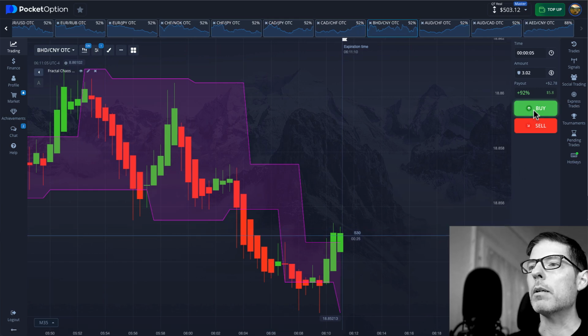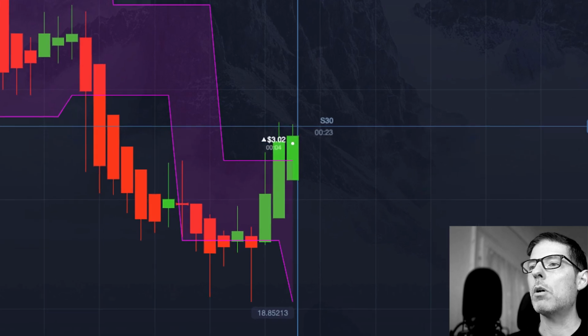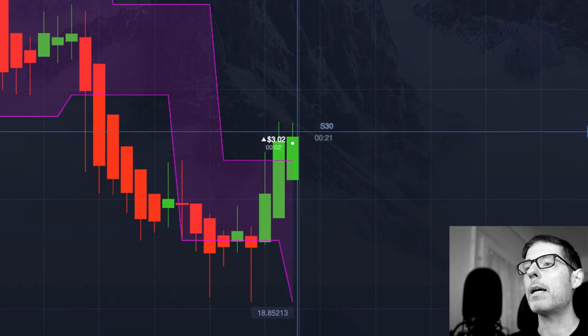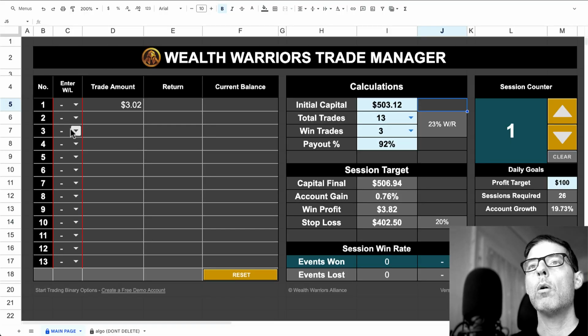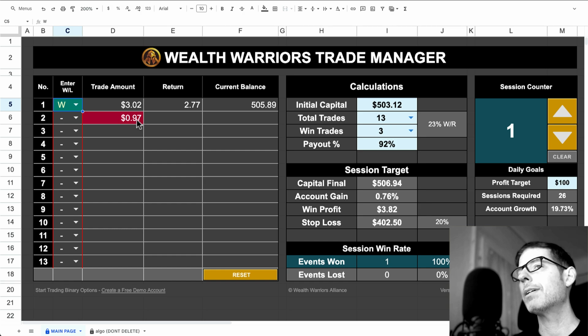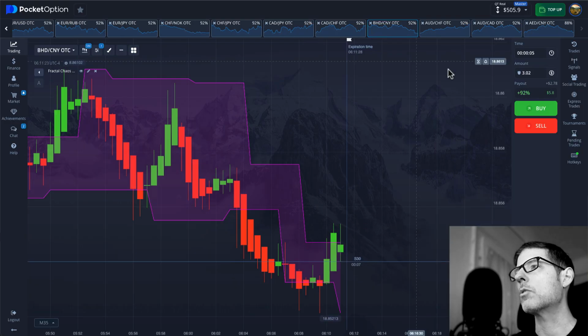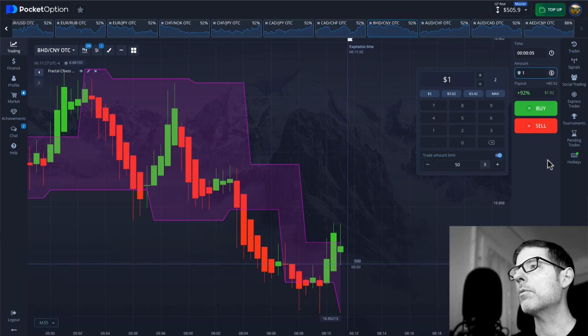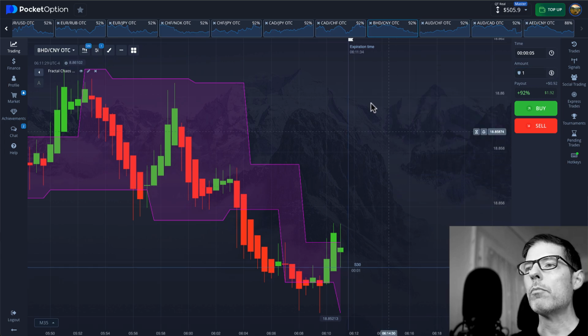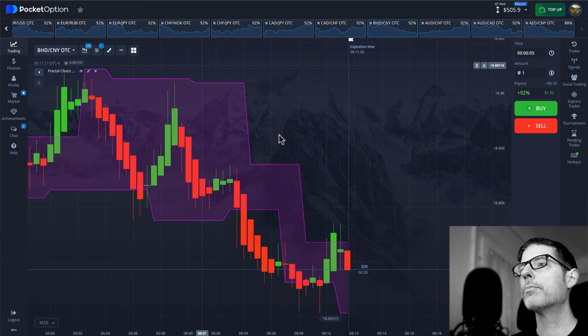Ooh, what's going on here? This has potential. Let's go ahead and enter. We just jumped in on that quick, guys. 1 more second to go, and that is a win. Over here on the Trade Manager, mark this as a win. Next trade amount, let's just put $1. It says 97 cents. Pocket Option won't allow us to trade less than $1, so I'll just put $1 for the amount. And let's continue.